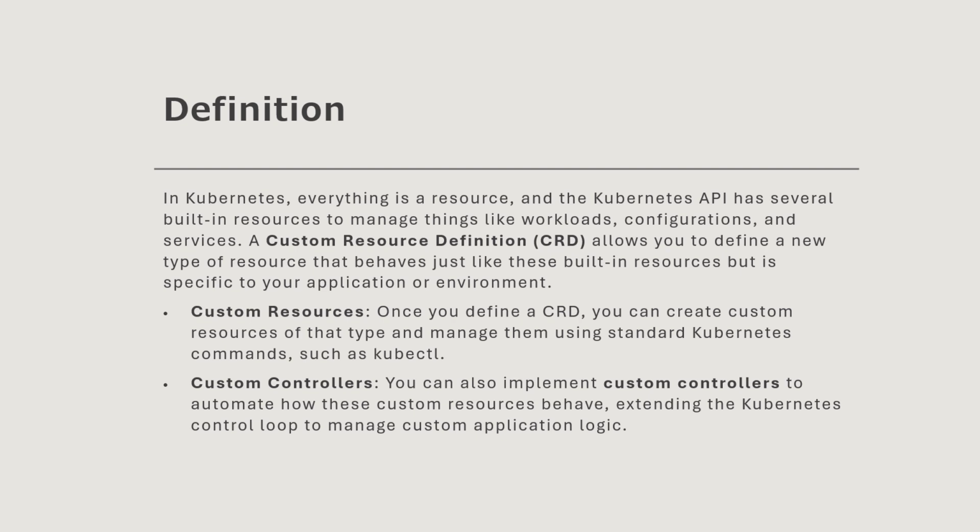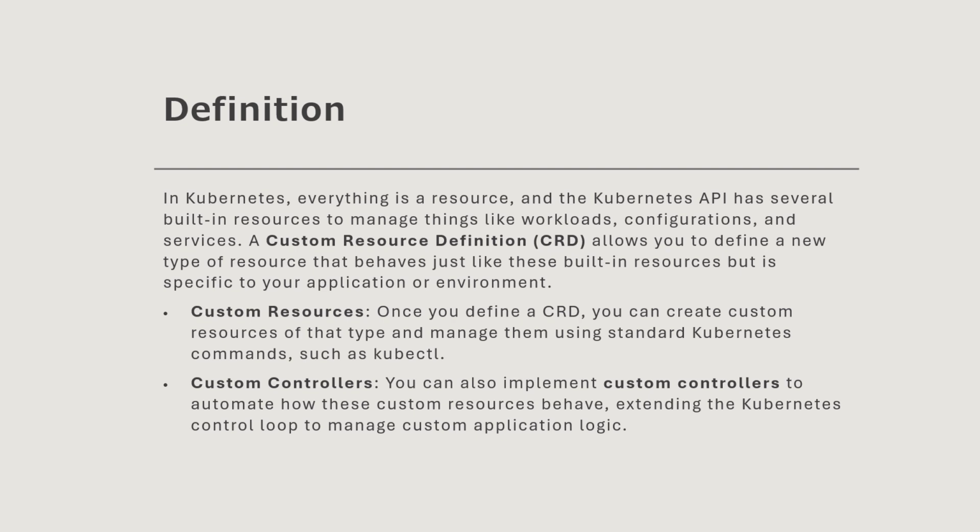These resources behave similarly to built-in Kubernetes resources like pods, services, and deployments, but are user-defined, enabling you to customize and extend the Kubernetes API to suit your specific needs. What is a custom resource definition, CRD? In Kubernetes, everything is a resource, and the Kubernetes API has several built-in resources to manage things like workloads, configurations, and services. A custom resource definition, CRD, allows you to define a new type of resource that behaves just like these built-in resources but is specific to your application or environment.